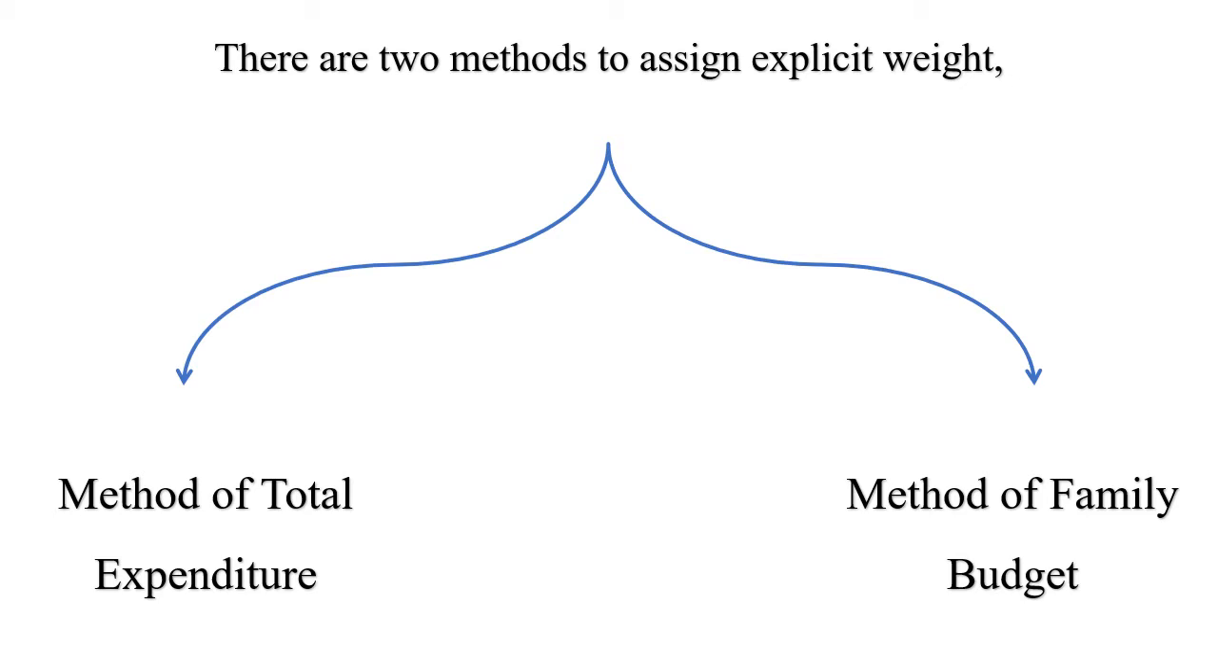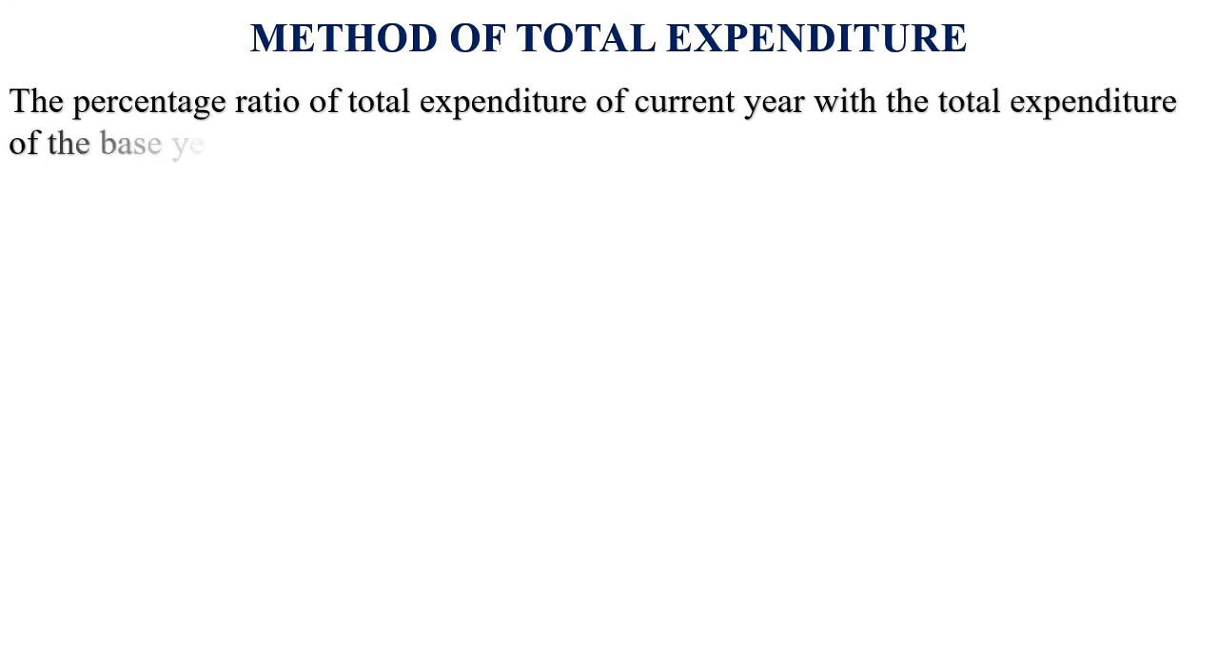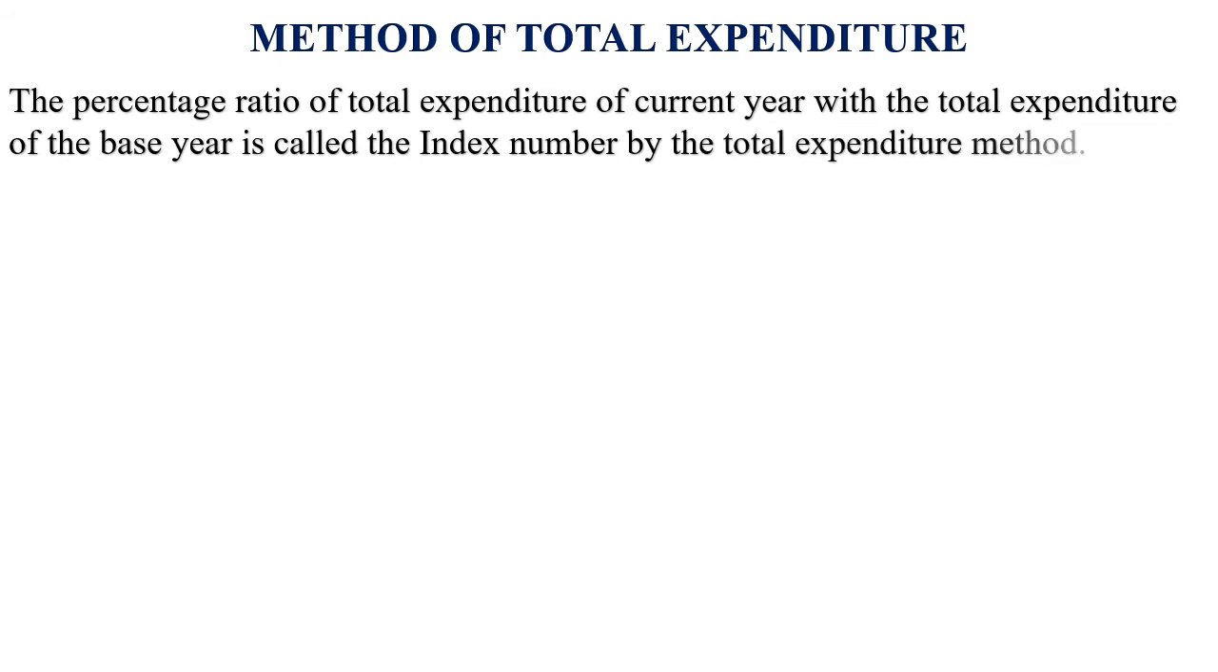Let's understand the formulas for calculating the cost of living index using these two methods. The first method is the method of total expenditure. The percentage ratio of the total expenditure of the current year to the total expenditure of the base year is called the index number by the total expenditure method. That means we calculate the total expenditure of the base year, compare it with the total expenditure of the current year, and the percentage ratio of these two is the method of total expenditure.